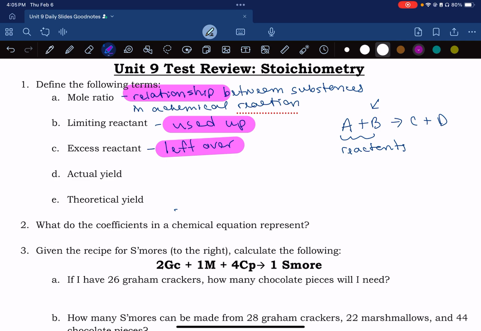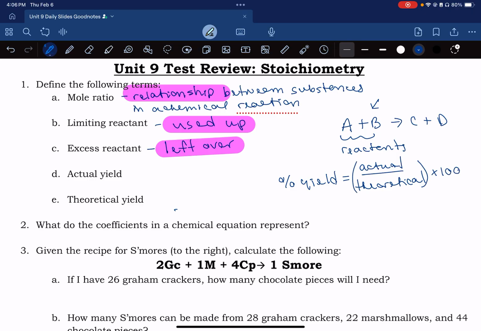All right, so let's switch gears a little. We have more definitions, but now we're jumping to the concept of percent yield. So let's talk about percent yield and what it even means. Percent yield equals, the formula is actual over theoretical, in parentheses, times 100.